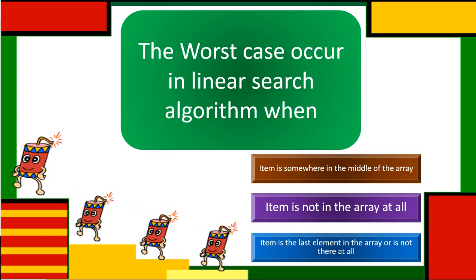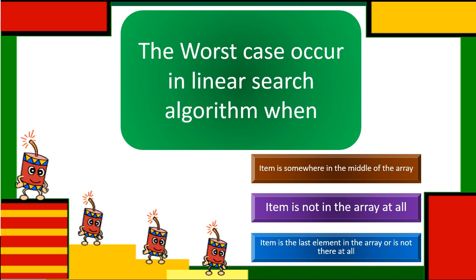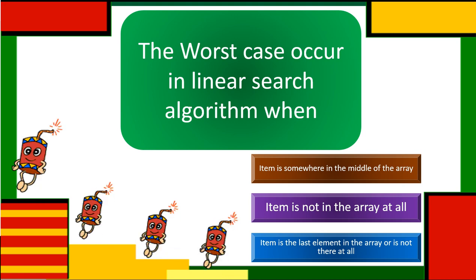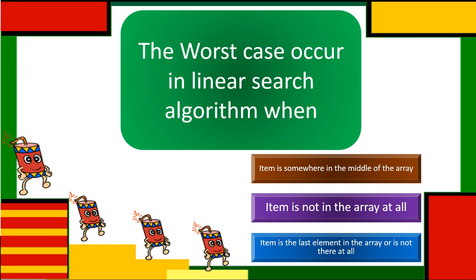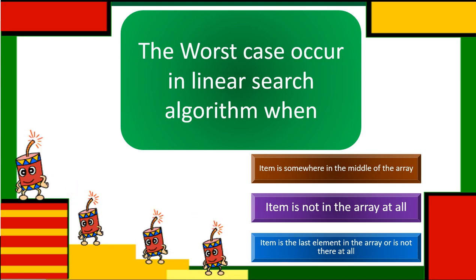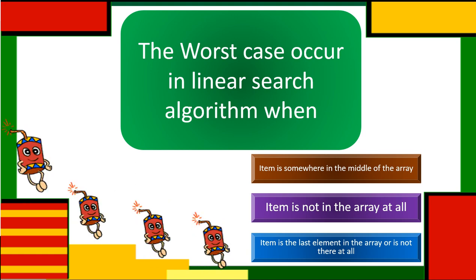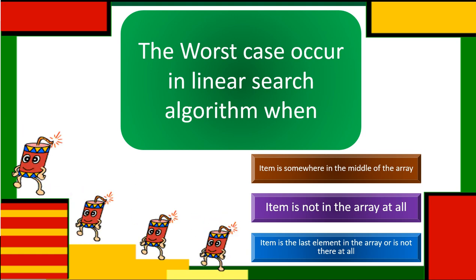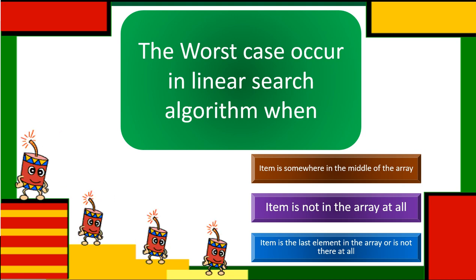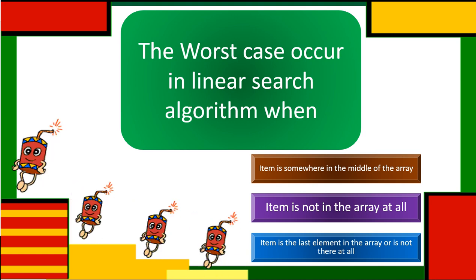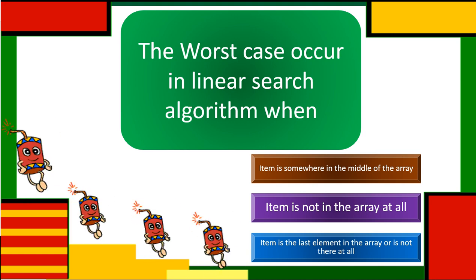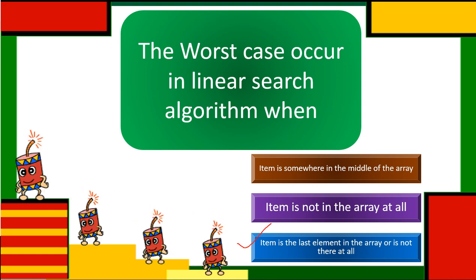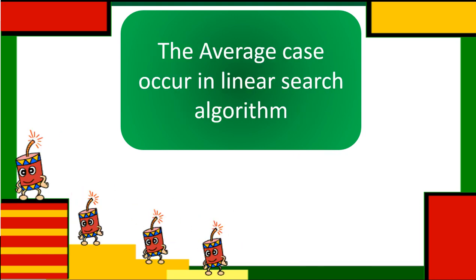Okay, let's see the next one. The worst case occurs in linear search algorithm when: the item is somewhere in the middle of the array, the item is not in the array at all, or the item is the last element in the array or is not there at all. So the item is the last element in the array or is not there at all. This is the worst case. Okay, the correct answer is this one.